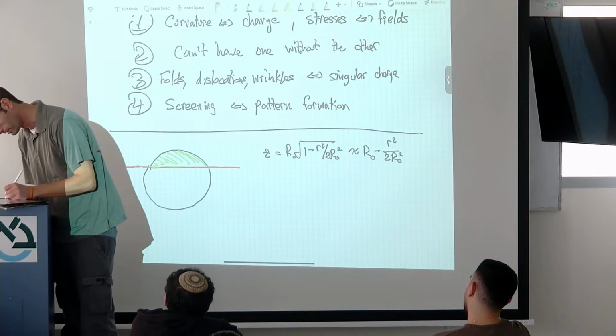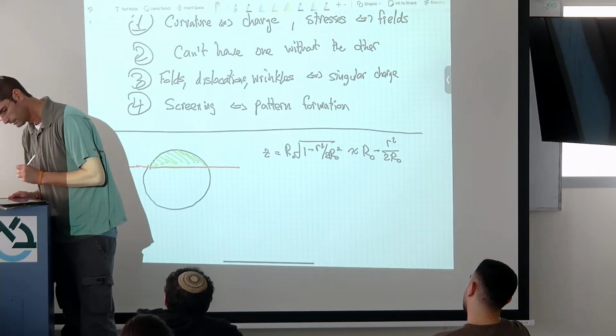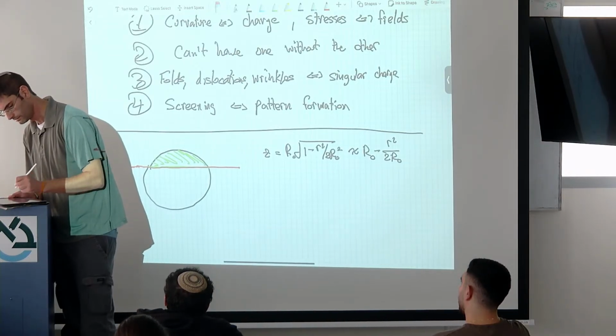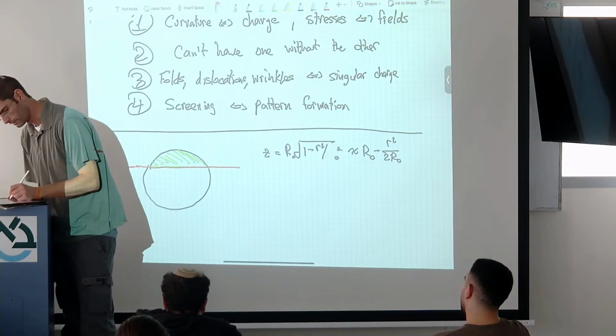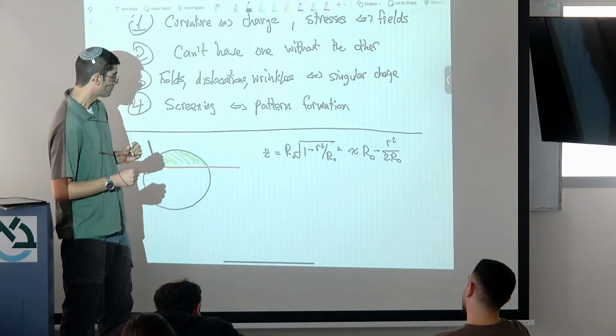Over 2 r naught. Should it be 4? Hmm? Yeah, I think inside it should be... No, here there shouldn't be a 2, there just shouldn't be 1 over 2. Yes. That should be like that.